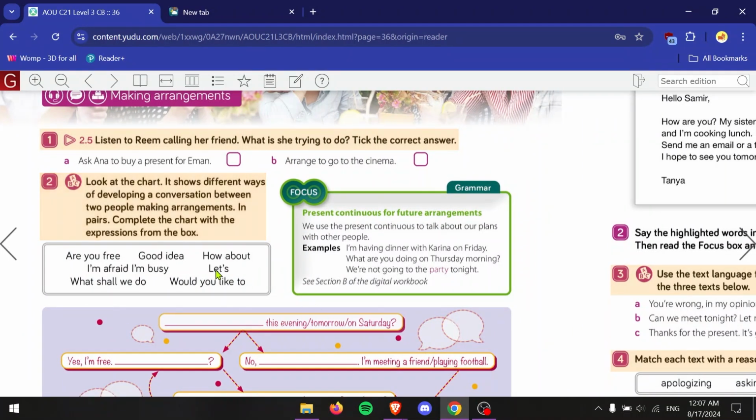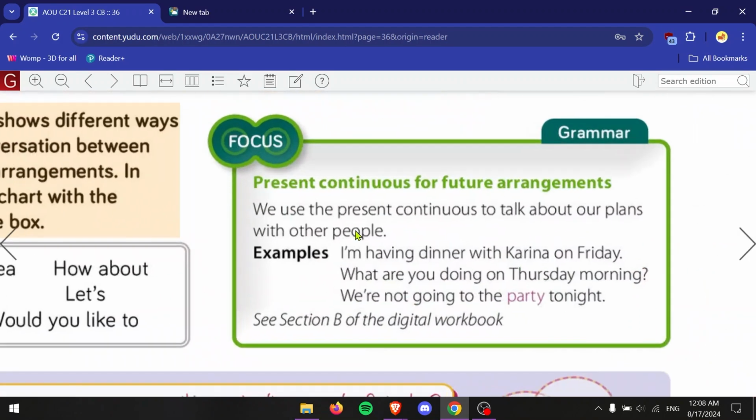All right. Look at the charts. Actually, before we do that, let's take a look at the focus here. Here we have present continuous for future arrangements. You remember we talked all about the present continuous in the previous part, Unit 2A. So we use the present continuous to talk about our plans with other people.